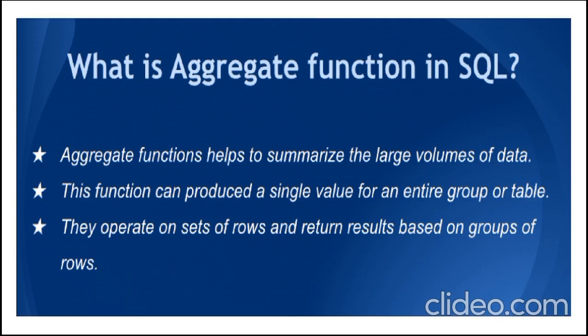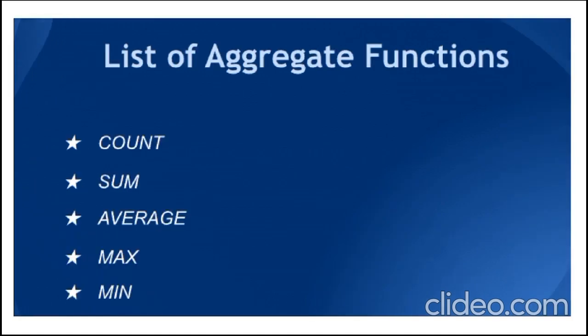The function can produce a single value for an entire group or table. They operate on a set of rows and return a result based on a group of rows. It computes the result from the listed details row-wise. List of aggregate functions: count, sum, average, maximum, minimum.